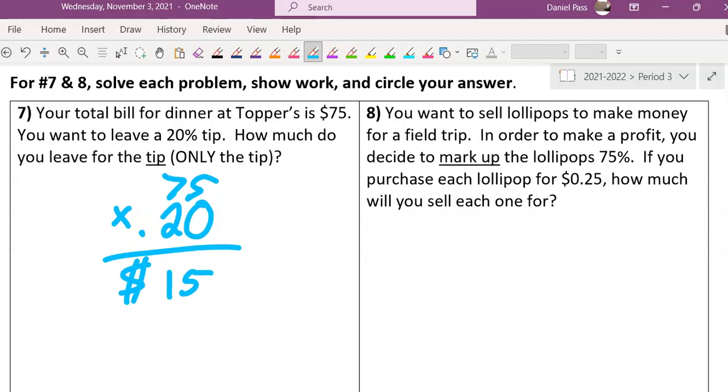Are we done? We are done because it's an only problem. If it was a final price problem, then you have to add it. But since it's an only problem, we're done. All right, let's hear it for Abby.